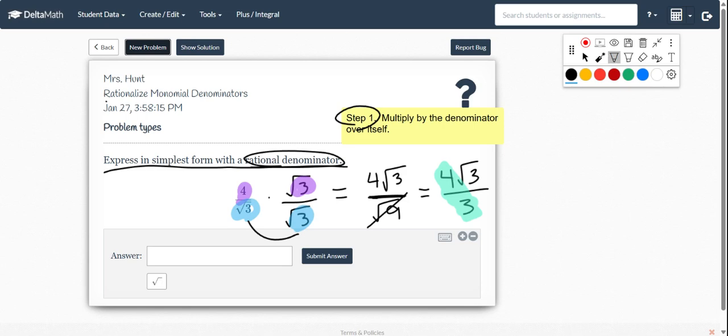Do not simplify this 3 with this 3, because that's actually the square root of 3, which is, I think, 1.73. So those two numbers aren't even the same. So this is our final answer here.